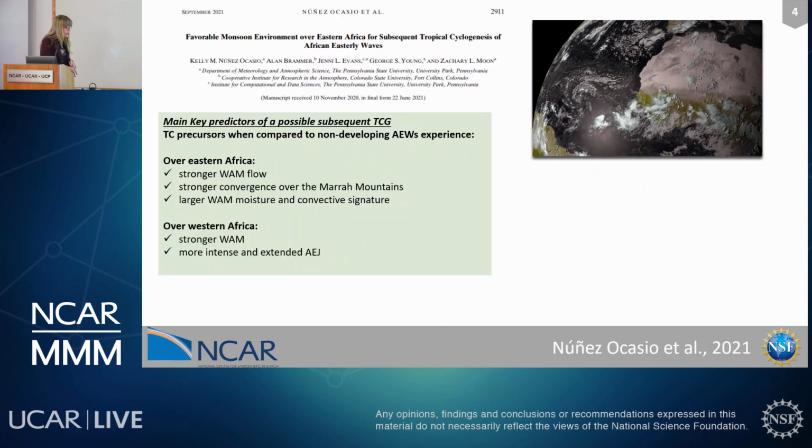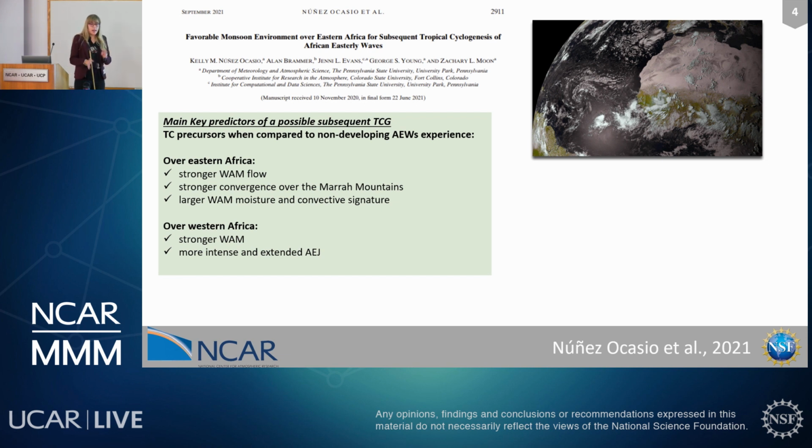I wanted to try to understand if there was a relationship between the large-scale environment over Africa and the likelihood of tropical cyclogenesis in the Atlantic. So we tested this hypothesis that perhaps those African easterly waves that do become tropical cyclones, the developers, initiate and evolve in a more favorable environment. We tested that hypothesis, and it turns out we came out with what we called main key predictors of a possible subsequent tropical cyclogenesis event.